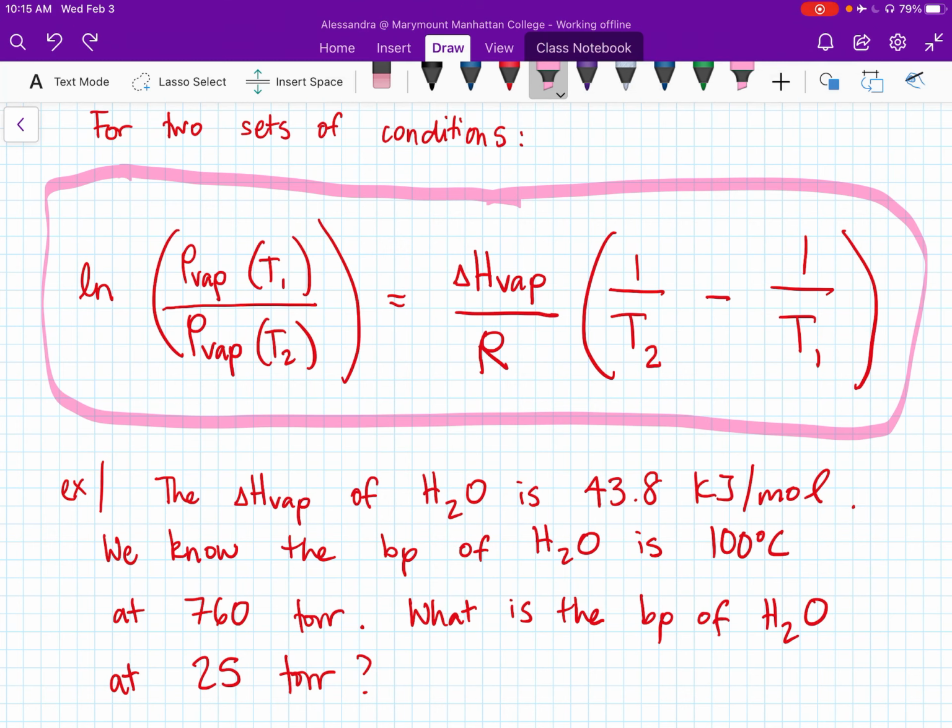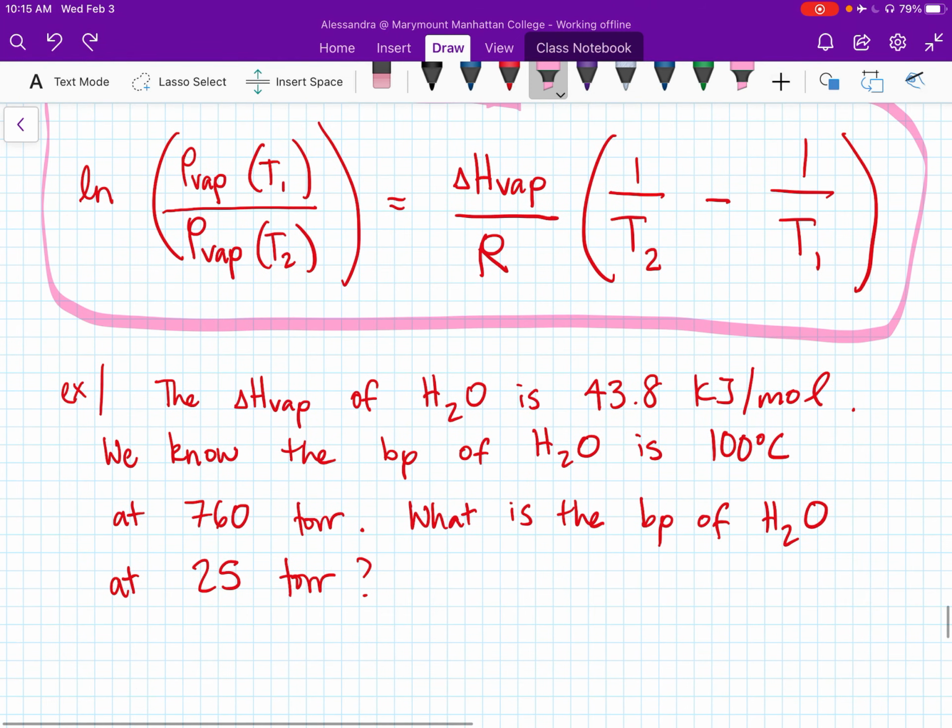Let me give you an example of a problem that you can solve using this version of the Clausius-Clapeyron equation. The molar heat of vaporization of water, something I gave you in a previous lecture, is 43.8 kilojoules per mole. We know, of course, that the boiling point of water is 100 degrees Celsius at atmospheric pressure, which is 760 torr. What is the boiling point of water at 25 torr? So we just need to assign our variables to solve a problem like this. You need to keep them together. I'm going to say T1 is 100 degrees Celsius. That means that the PVAP at T1 is going to be the 760 torr.